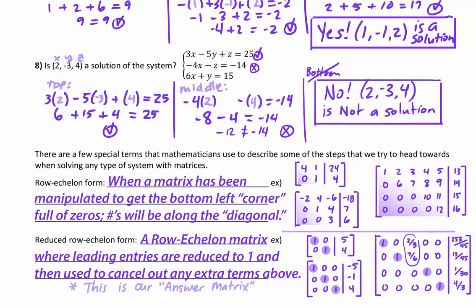A couple of important abbreviations as we see later in this target: row echelon form is sometimes abbreviated as REF, and reduced row echelon form is sometimes abbreviated as RREF. Those will show up later as I give you some shortcuts to solving these problems faster. Be on the lookout for those terms. I will try to use them as we solve our problems.